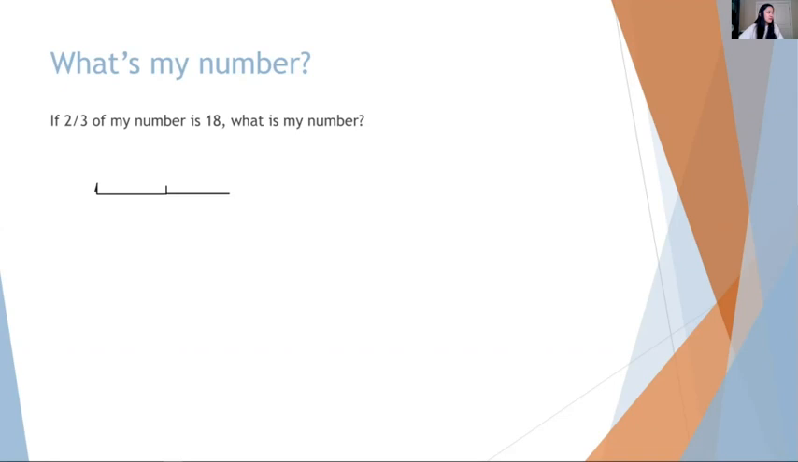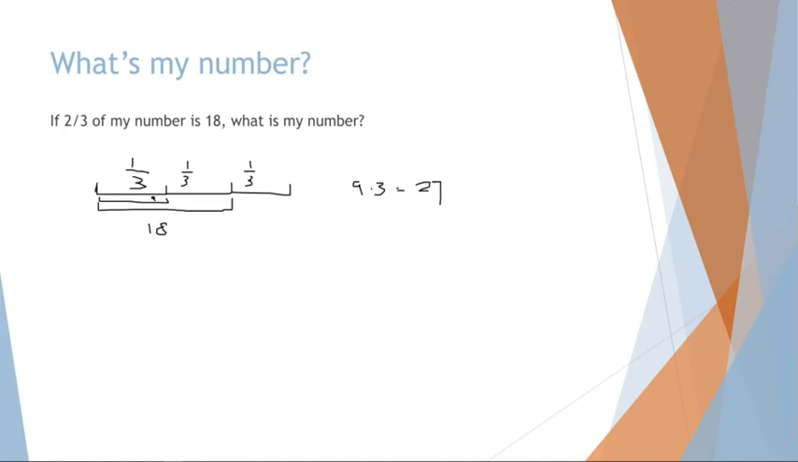So you had something like, this is 1/3, 1/3, 1/3, and it says 2/3, so this is 18, and that means that this small portion is 9, and since there's 3 of that, you just do 9 times 3, and that's 27? Mm-hmm. Okay. Yes, that's one way to do it. William, do you have something to add? Yeah, I had the exact same way.